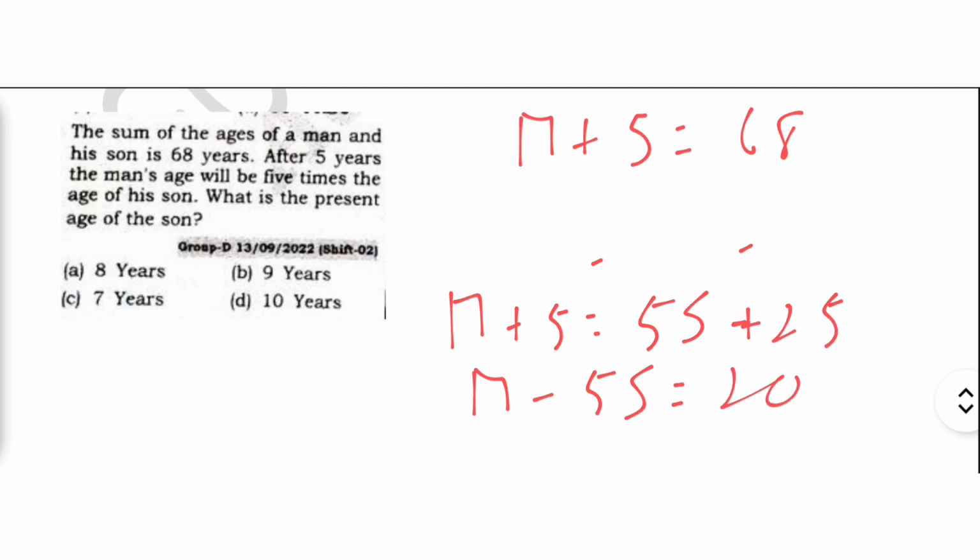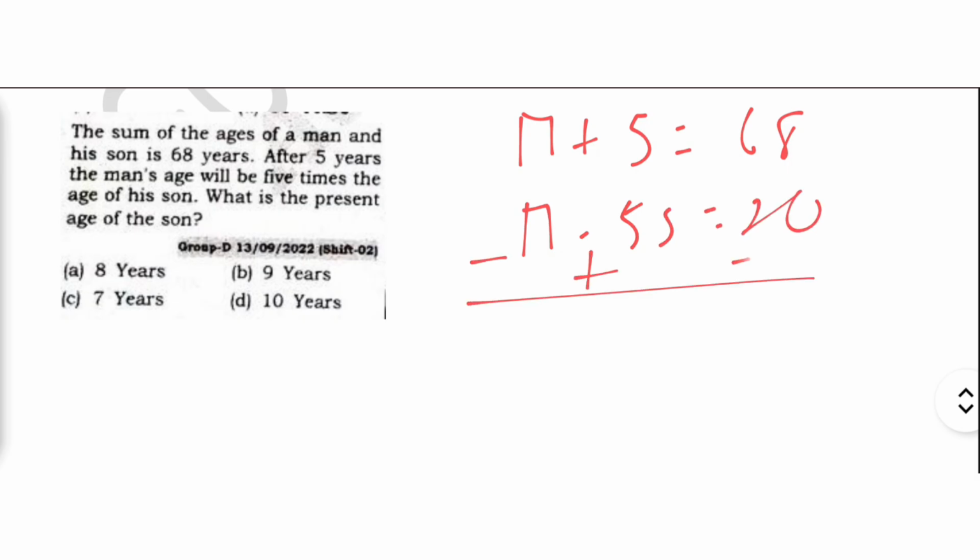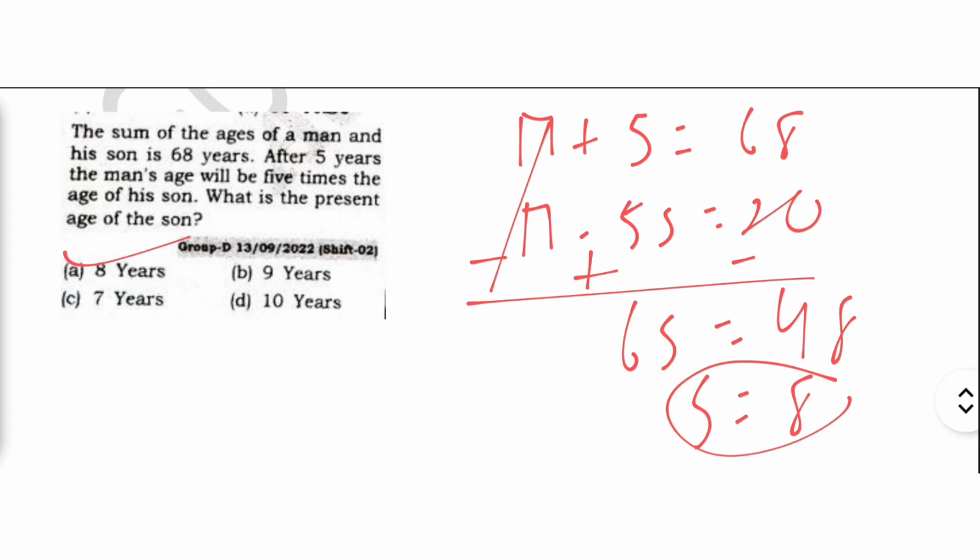So now we'll write the same value over here. M minus 5S is 20. M minus 5S is 20. So we can do this, minus, plus and minus. So plus and minus get cancelled. 5S plus S is nothing but 6S. 68 minus 20 is nothing but 48. So S is 8. Okay, what is the present age of the son? That is, son is nothing but 8 years old.